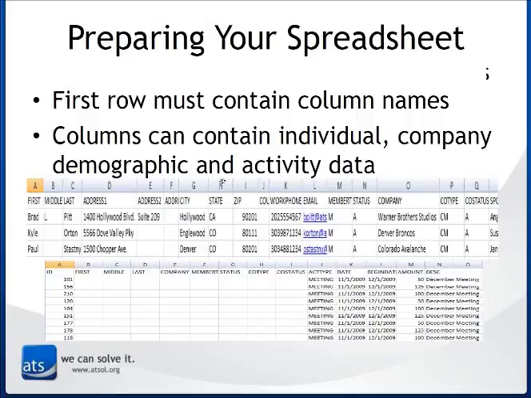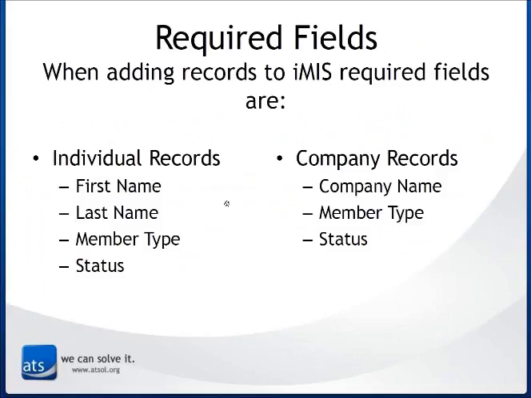And then when you are creating a spreadsheet, there are required fields depending on whether you're adding individual records or company records. When you're adding individual records, you need to put in the spreadsheet, at the minimum, first name, last name, member type, and status.